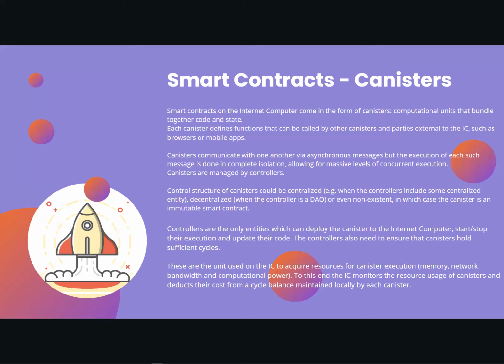So these controllers are the only entities which can deploy the canisters onto the Internet Computer. They can start and stop their execution, and they can update their code. The controllers also need to ensure that canisters hold sufficient cycles. Like I said, cycles are gas, so the controllers need to ensure that canisters hold sufficient of what you would call gas in Ethereum, that is cycles. So that is about canisters.